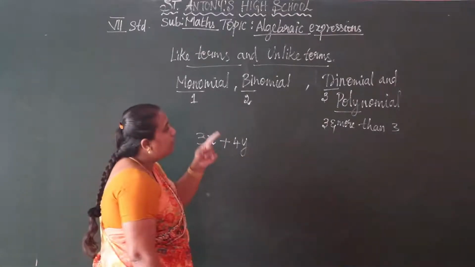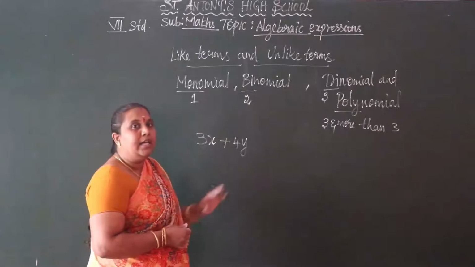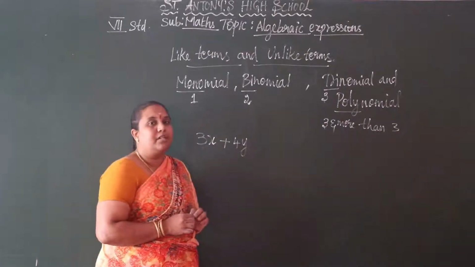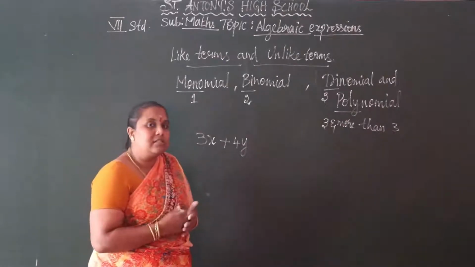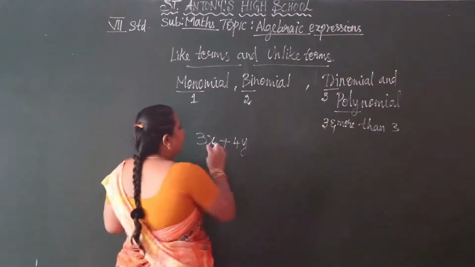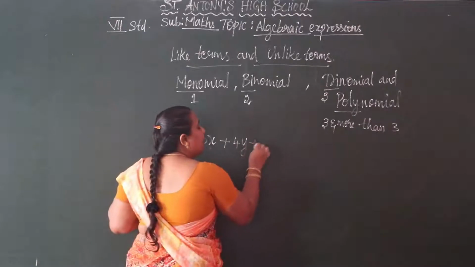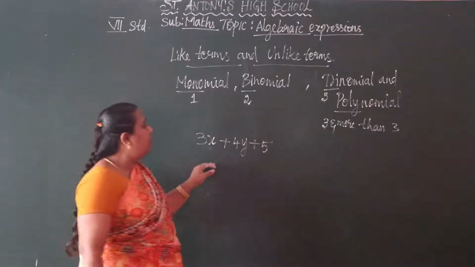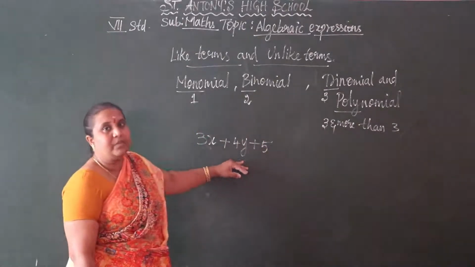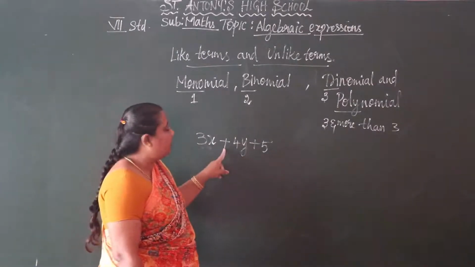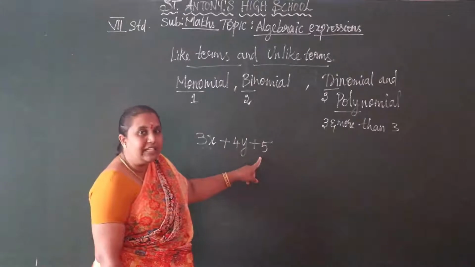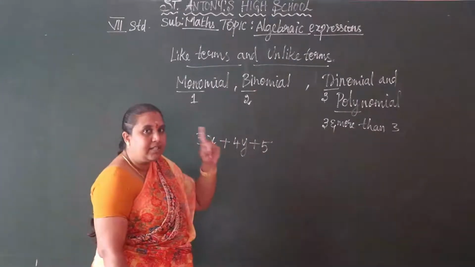And we have to write a trinomial. In this algebraic expression, not only the variable terms, we have a constant term also. So 3x plus 4y plus 5. How many terms in this expression? 3 terms. Why? Because addition operation separates the terms.